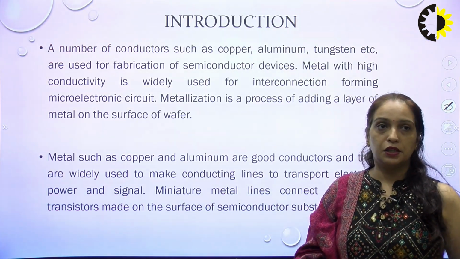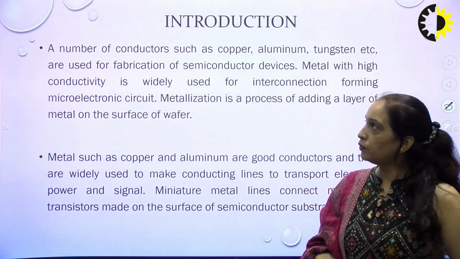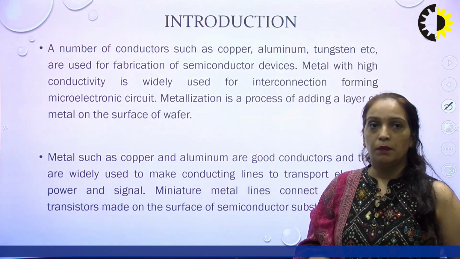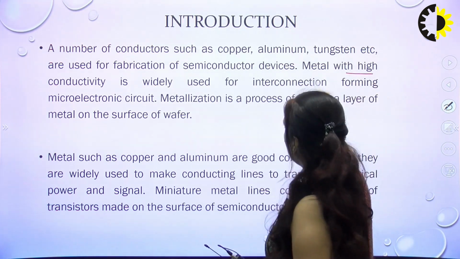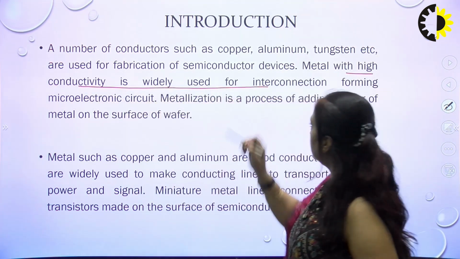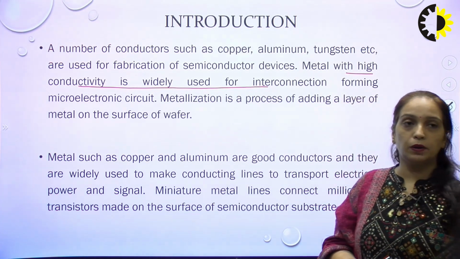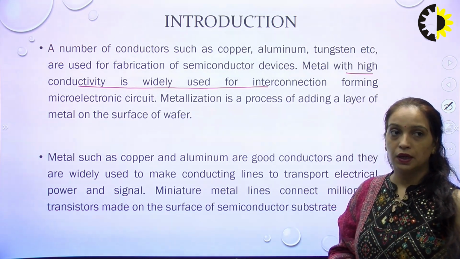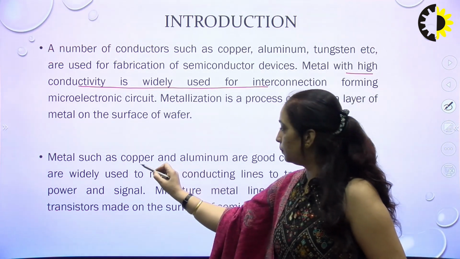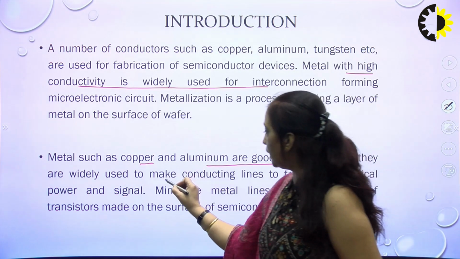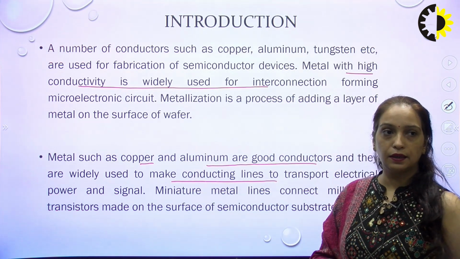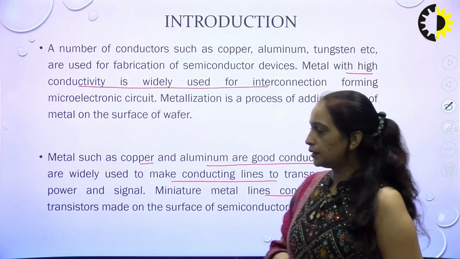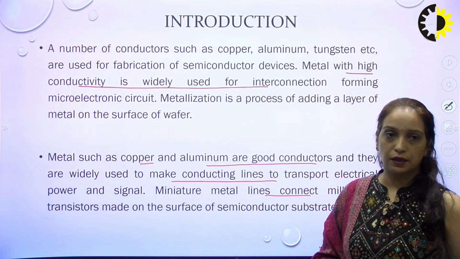So what basically metallization is: a number of conductors such as copper, aluminum, tungsten, etc. are used for the fabrication of semiconductor devices. Metals with high conductivity are widely used for the interconnections, which form the microelectronic circuit. Metallization is a process of adding a layer of metals on the surface of the wafer, right. And metals such as copper and aluminum are good conductors, and they are widely used to make the conducting lines to transport the electrical power and signal. Miniature metal lines connect millions and billions of transistors on the surface of the semiconductor substrate.